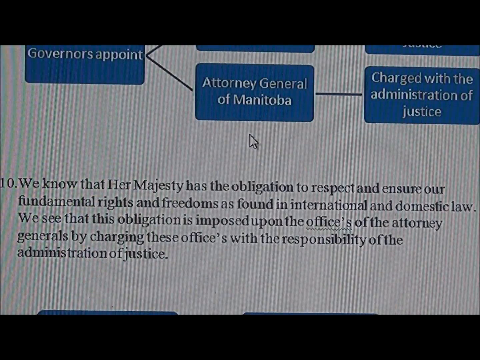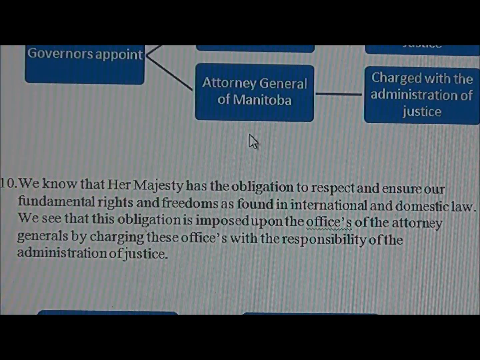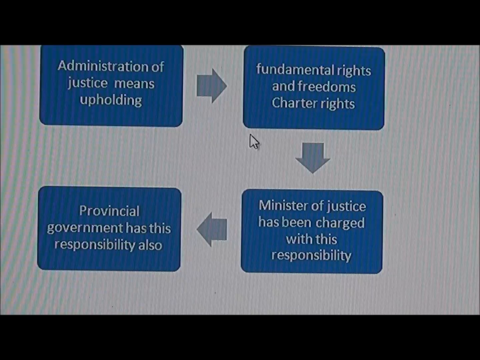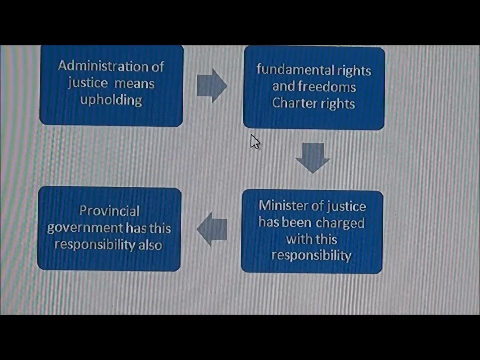We know that Her Majesty has the obligation to respect and ensure our fundamental rights and freedoms, as found in international and domestic law. We see that this obligation is imposed upon the offices of the Attorney Generals by charging these offices with the responsibility of the administration of justice. Administration of justice means upholding fundamental rights and freedoms, charter rights. The Minister of Justice has been charged with this responsibility. The provincial government has this responsibility also.